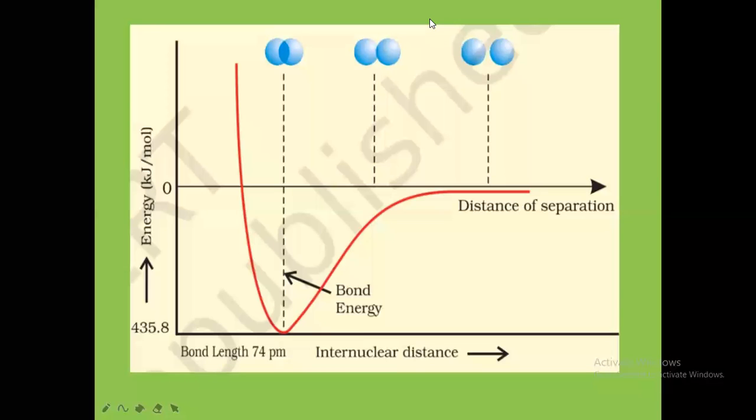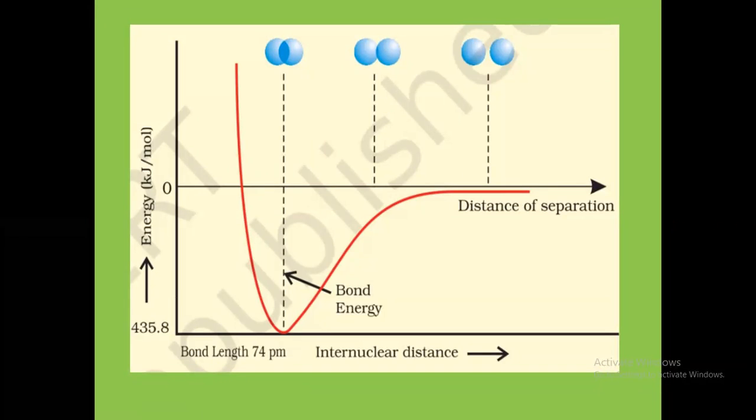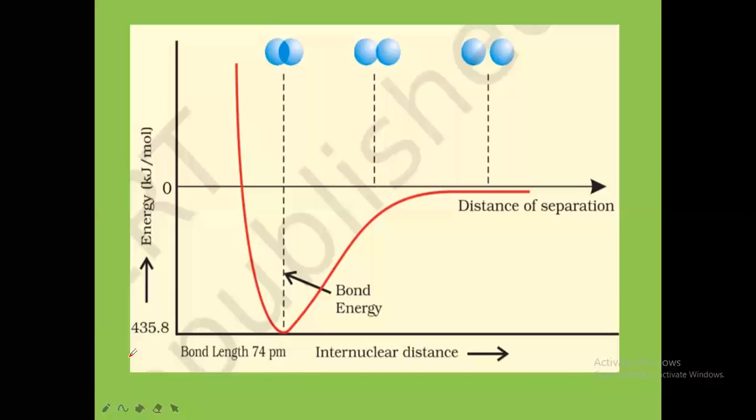Suppose you take two atoms which are apart from each other, means away from each other. Here energy is taken on the y-axis and internuclear distance is taken on the x-axis. Internuclear distance means the distance between two atoms or two nuclei. Energy is measured in kilojoules per mole, and the internuclear distance, the distance between two nuclei, is taken in picometers.